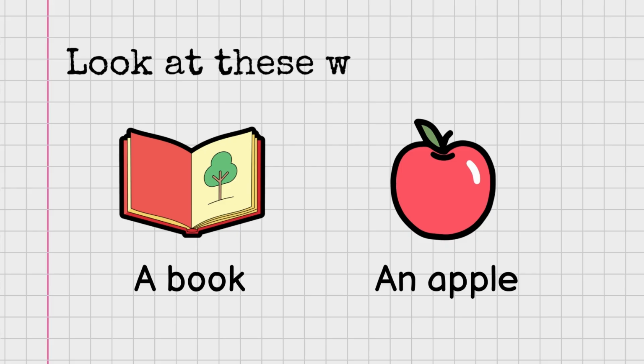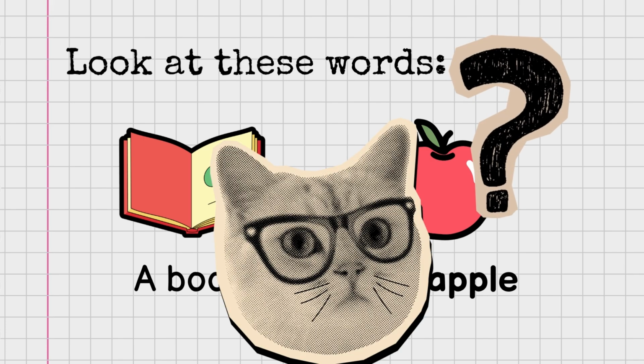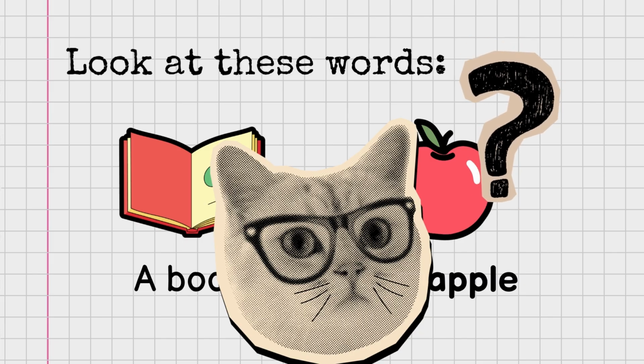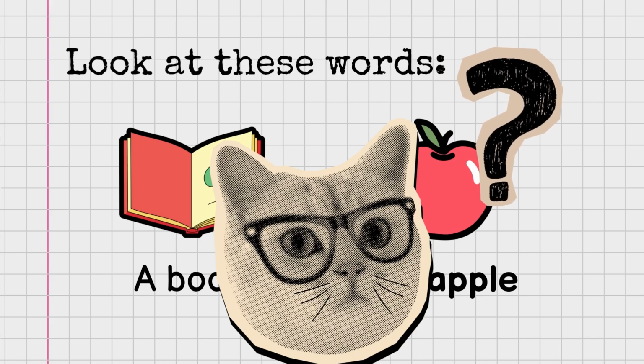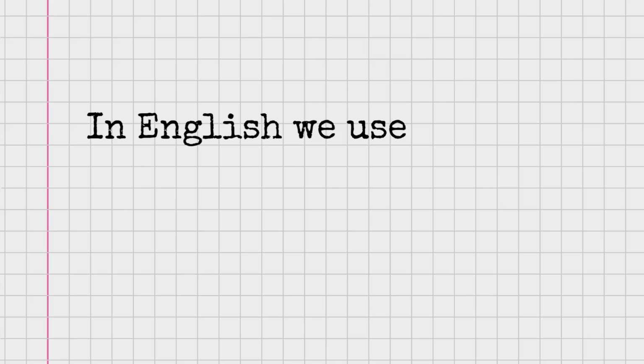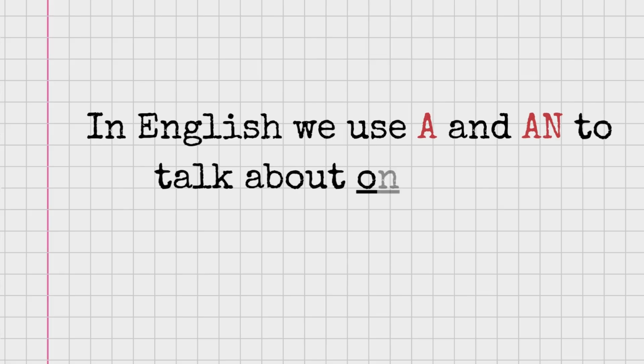Look at these words. A book, an apple. Why do we say a book, but an apple? In English we use a and an to talk about one thing. A book, a car, a dog.